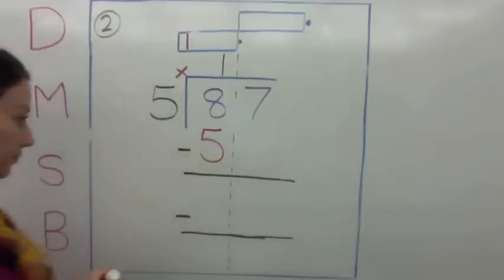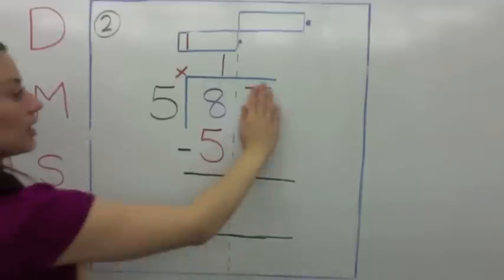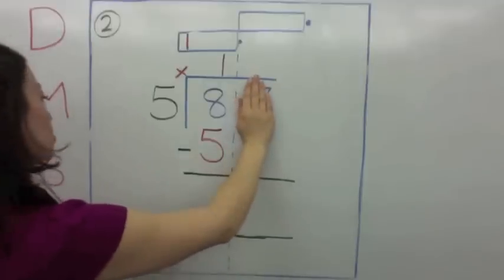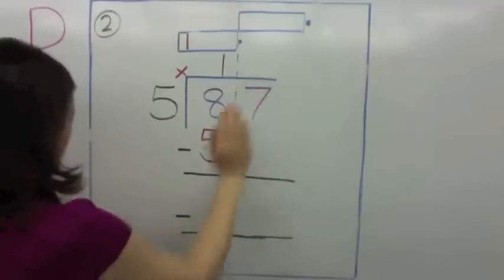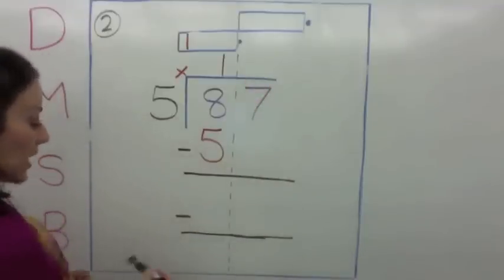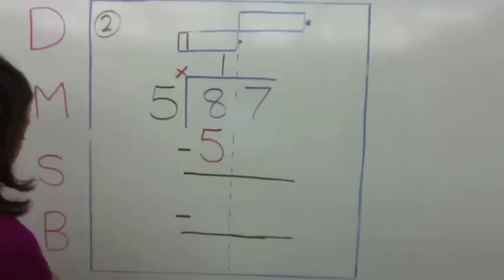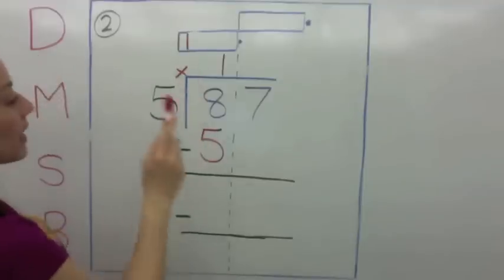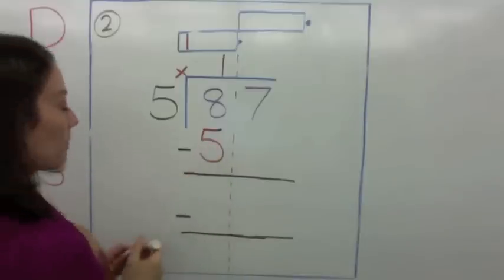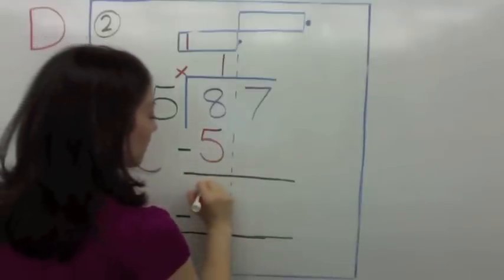Very nice. All right. So now we're going to, don't look at the 7 yet. We're really just subtracting 8 take away 5. Well, 8 minus 5, or 8 take away 5 is what? 8, count back, 7, 6, 5, 4, 3. Okay, 3.